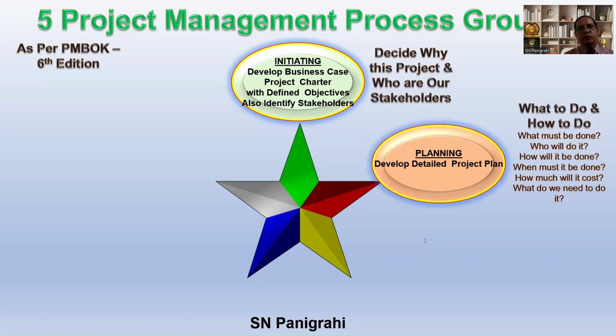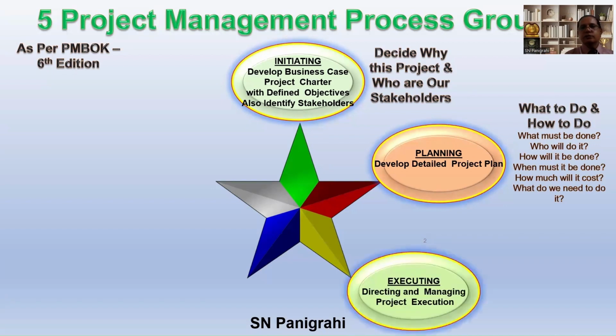Planning is what to do and how to do. Planning is advanced thinking. What are the activities we have to do, how the activities can be done, what decisions we have to take, what documents we have to create, and what tools we have to use. All these things are planned for the project. Then we have to execute. The execution has to happen as per the plan, which means we have to do the work as per the plan.